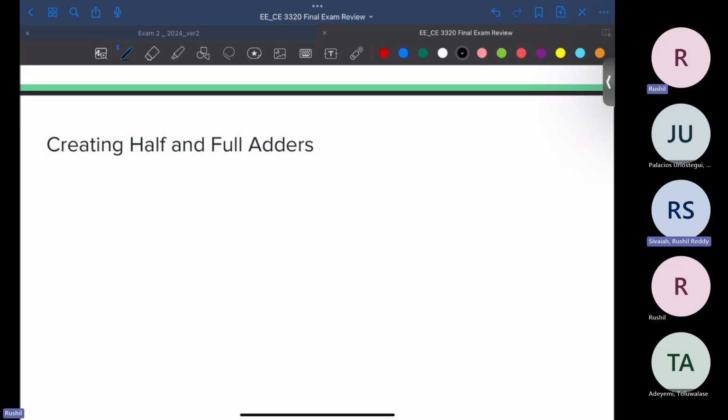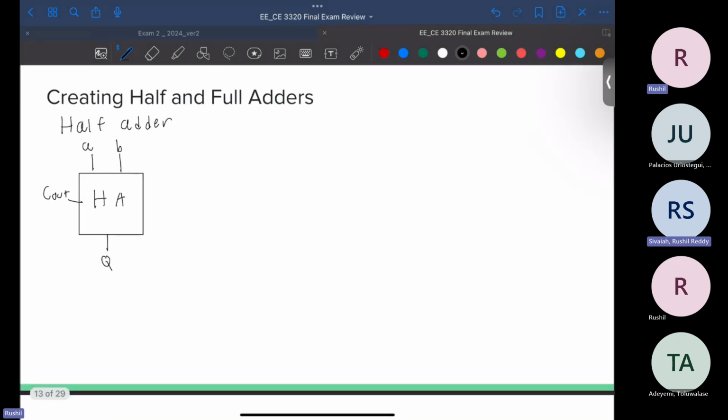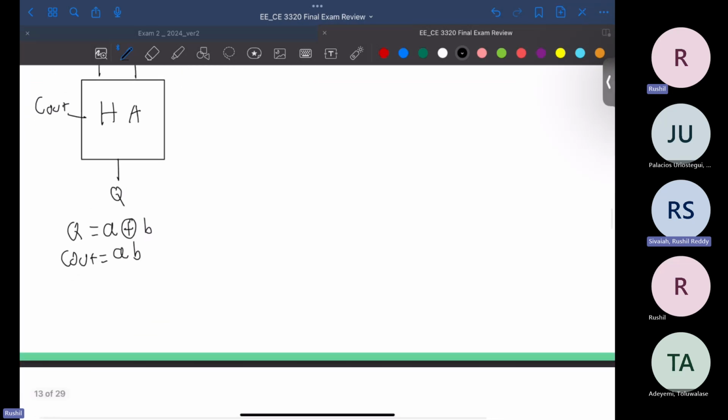Let's do the half adder first. Okay, so you have one input. We'll call this A, we'll call this B, and we'll call your output Q, and then we'll have a C out. So we know that you'll only get a 1 for Q if it's A exclusive ORed with B, and then this is equal to Q, and then C out is equal to A, B. Yes, for your half adder. So we'll go make this real quick.